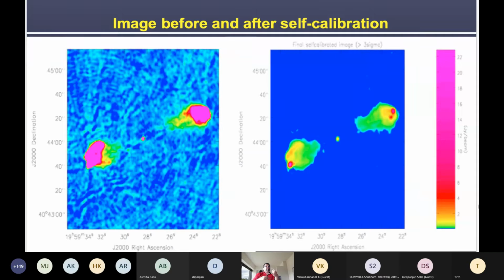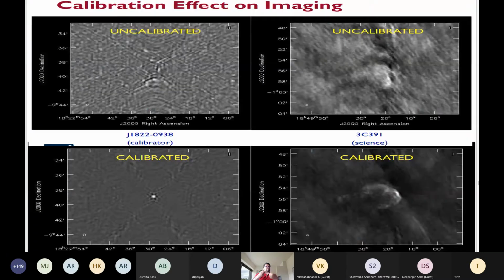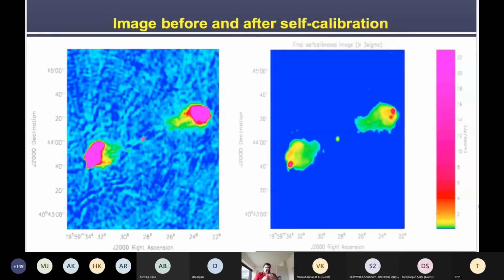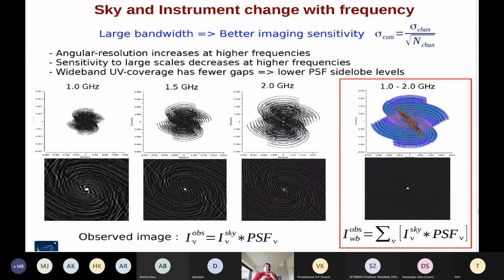Now, you have to do this probably after one round of self-calibration. If you do it multiple rounds, you will probably end up with the first image being this and the final image being this. This is again Cygnus A and the classic FR2, which we showed in the beginning also. So that's the way we proceed.